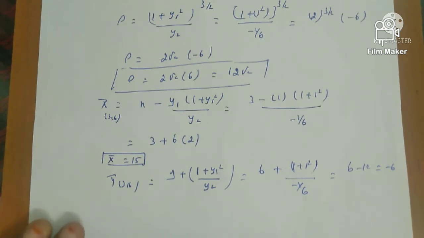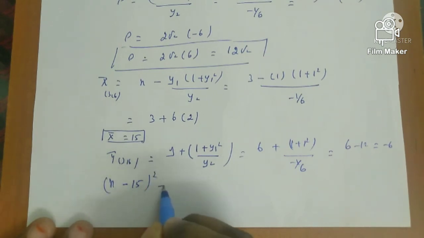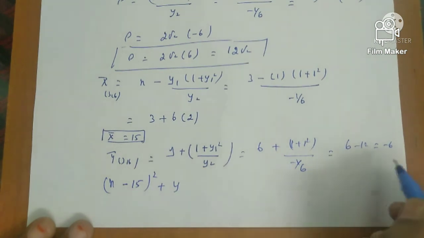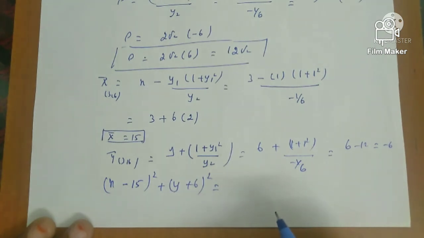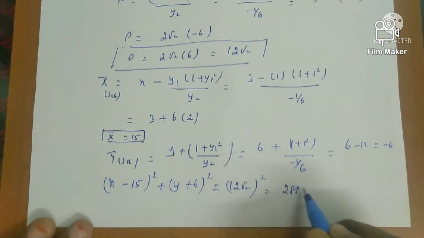Therefore the equation of the circle is (x minus x bar) whole square, that means (x minus 15) whole square, plus (y minus y bar) whole square. Here y bar is minus, so minus into minus is plus: (y plus 6) whole square equal to (12 root 2) whole square. You can keep 12 root 2 the whole square as it is, or you can write the value for this, that is 288. So this is the answer for the second problem.